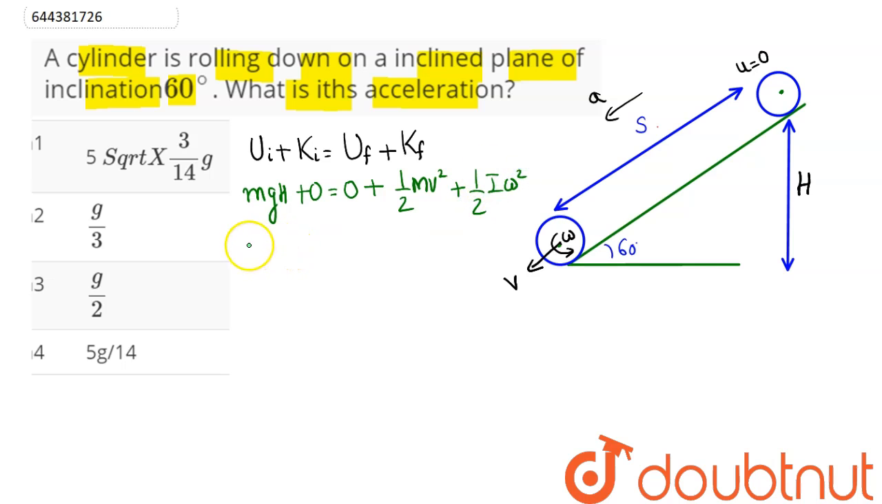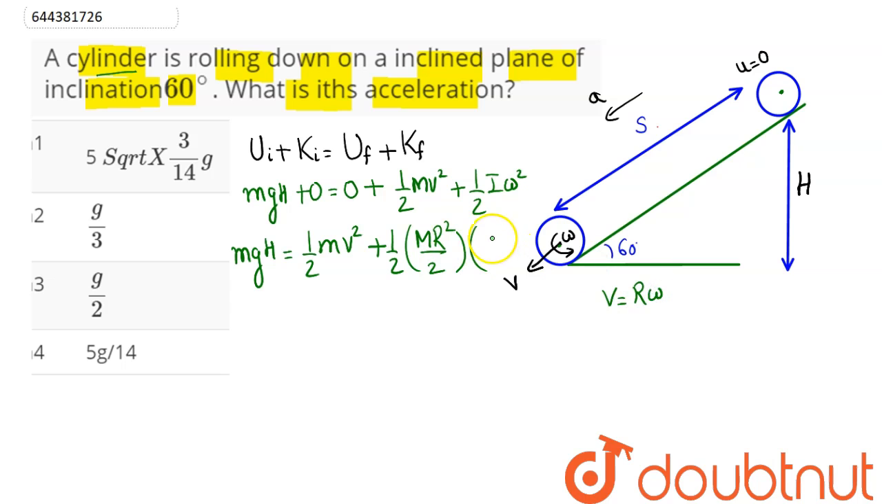So we can say here this mgh will be written as equal to half m into v square plus, for solid cylinder, moment of inertia is given as mr square divided by 2, and for pure rolling we have v equal to r omega. So omega comes as v by r, hence this is v square divided by r square.